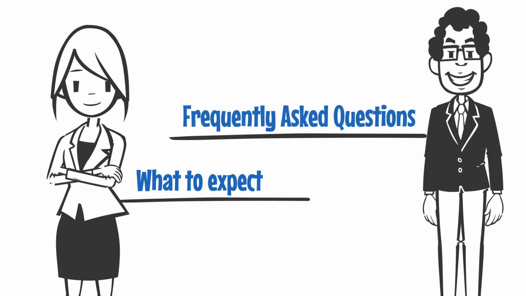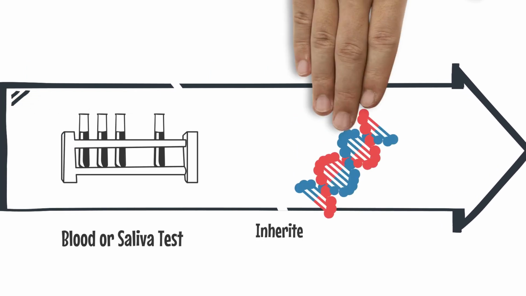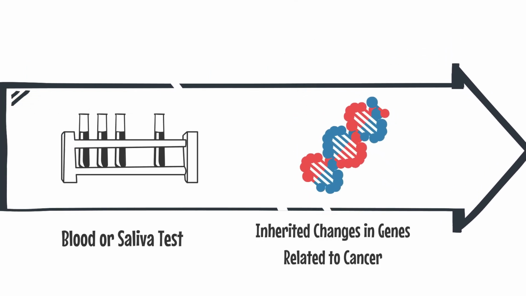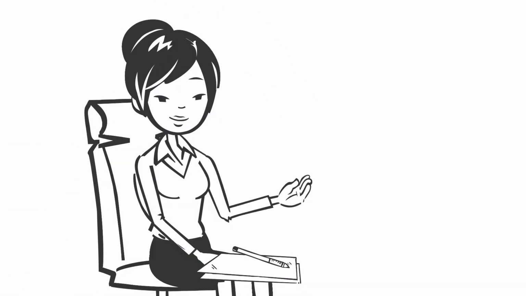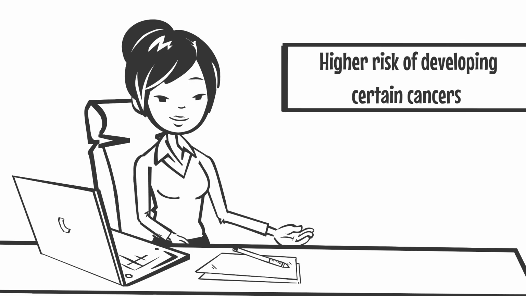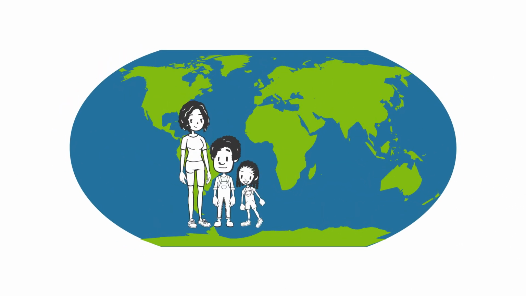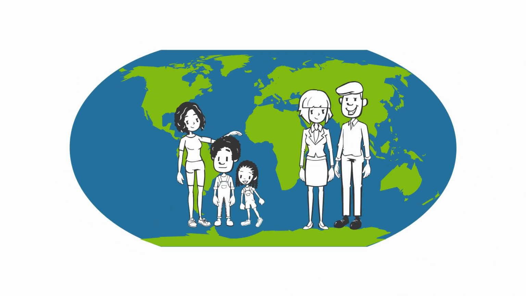about testing. Genetic testing involves a blood or saliva test that shows inherited changes in genes related to cancer. Genetic testing can help people figure out if they are at higher risk of developing certain cancers, or if you already have cancer, determine the chances of developing a second new cancer. The results can also help determine the hereditary cancer risk faced by children, siblings, and other relatives.